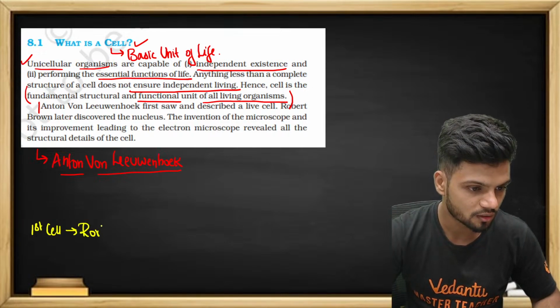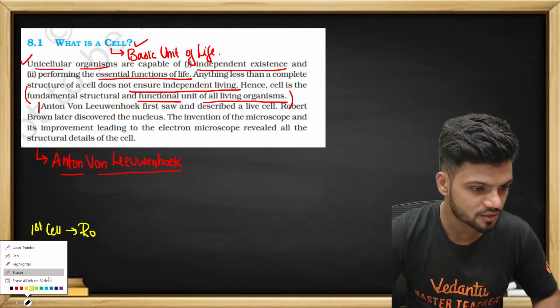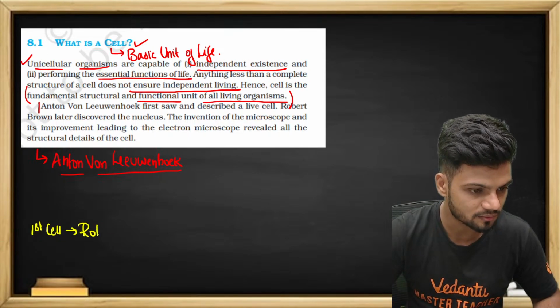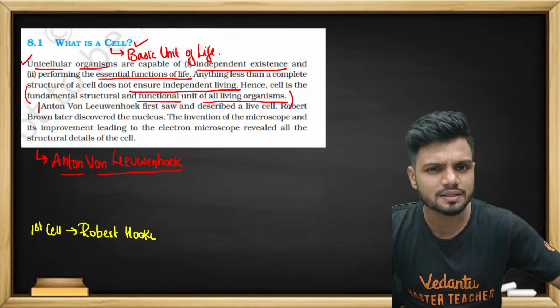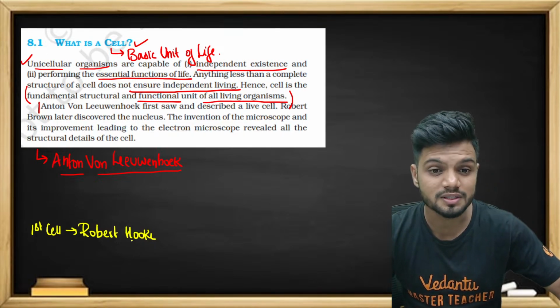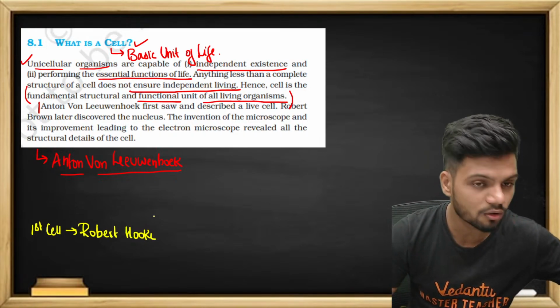It's going to be Robert Hooke. Robert Hooke was the first scientist to describe the cell. But tell me, when Robert Hooke discovered this cell, right? Robert Hooke discovered a cell. Was it a living cell or a dead cell? Take your time and tell me. Was it a living cell or was it a dead cell?